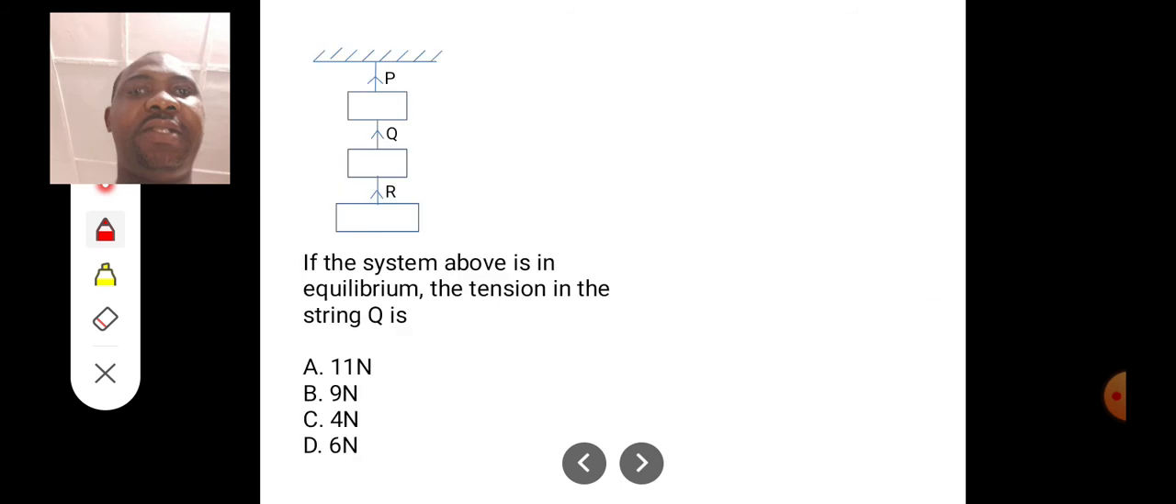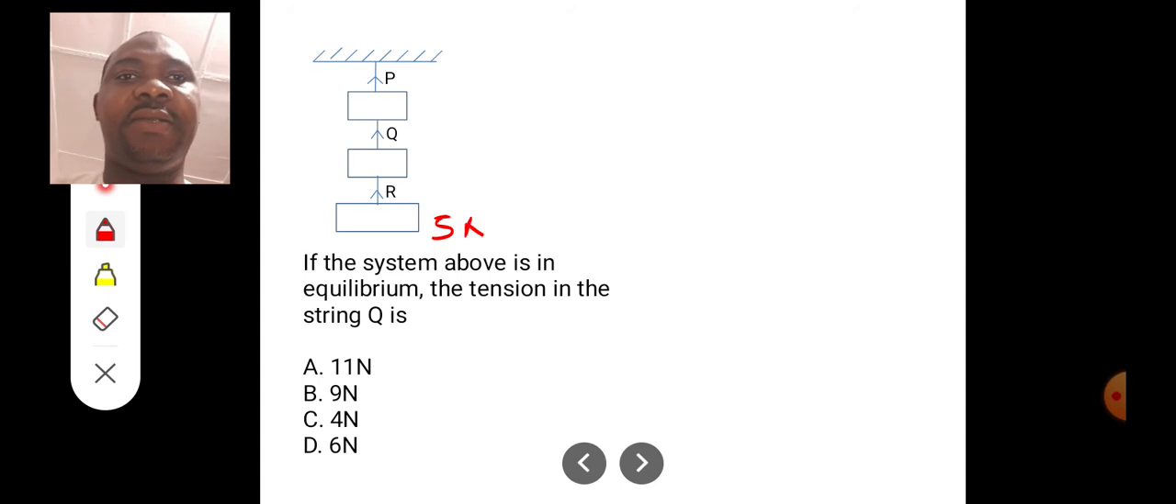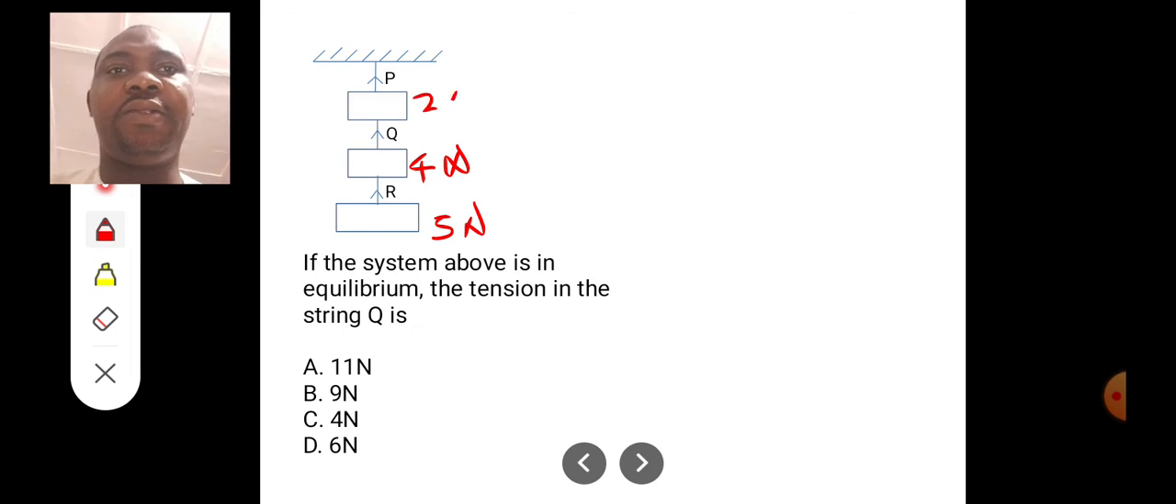Okay, so let's see further. Look at this question here. It says if the system above is in equilibrium, what is the tension in string Q? I think I have the question here with me. The last block is supposed to be 5 newtons, this one here is 4 newtons, and this one is 2 newtons. Now, if the system is in equilibrium, what is the tension in the string Q?